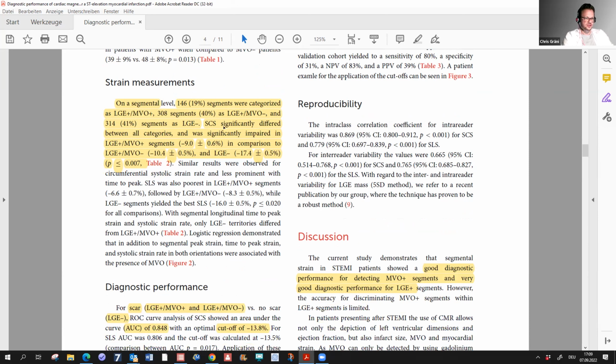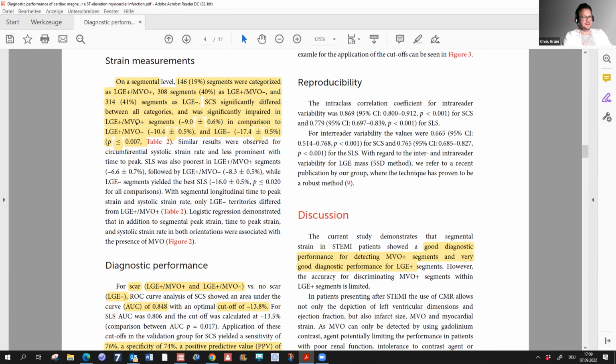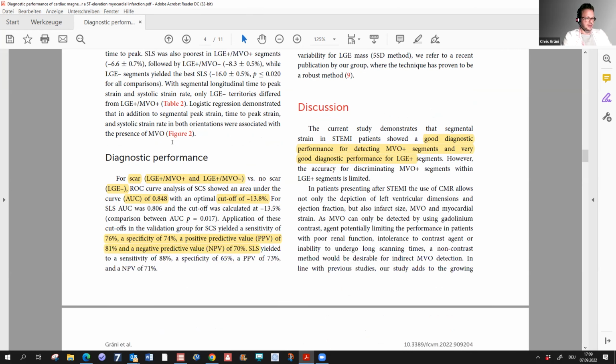Segmental circumferential strain was, of course, significantly different between all categories, and was worse in patients with MVO and LG, a bit better in patients with LG but without MVO, and of course was the best with minus 17.4 in LG negative segments. When we look at the diagnostic performance regarding scar, that means LG plus versus LG minus, we could show a very nice area under the curve of 0.848 with an optimal cutoff of minus 13.8.